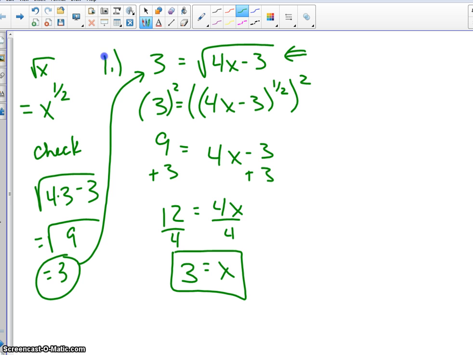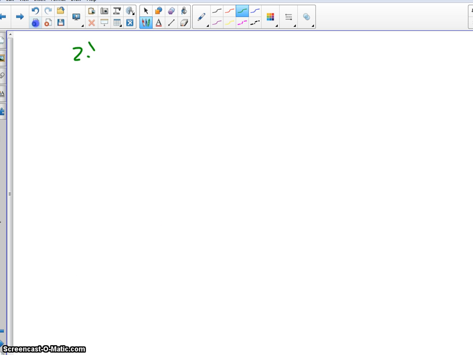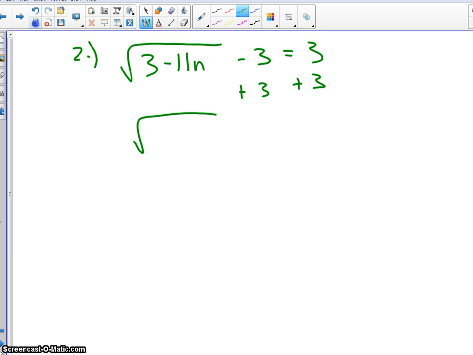So you might run into, like number 2, a little different step here. The square root of 3 minus 11n, right? Then minus 3 equals 3. So in this case, we want to get the square root by itself. Simply just add 3 to both sides first. Then you end up with a problem just like we did a moment ago.